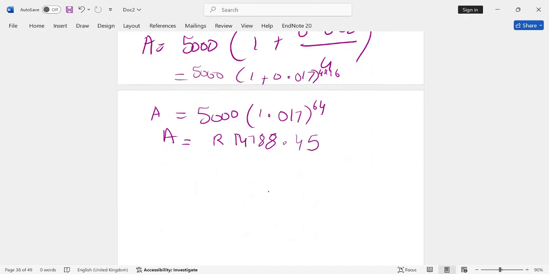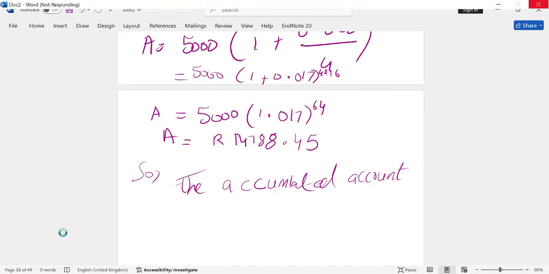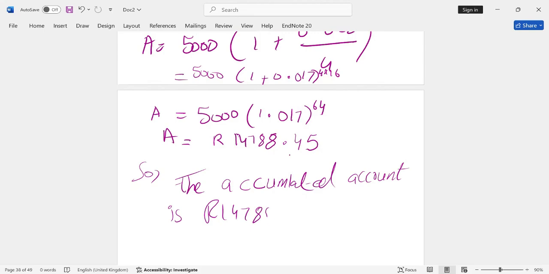R14,788.45. So the accumulated amount is R14,788.45. Okay, so this is the required answer for question number 7.1.